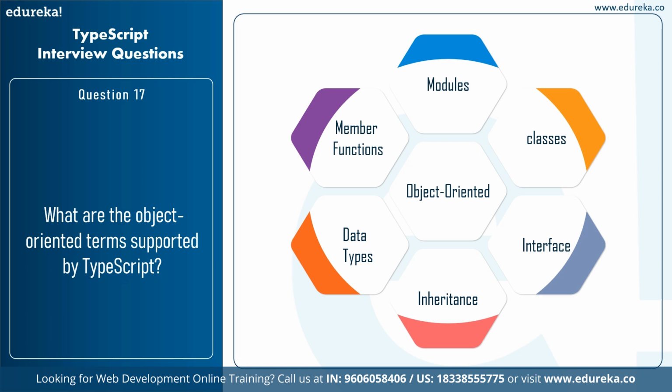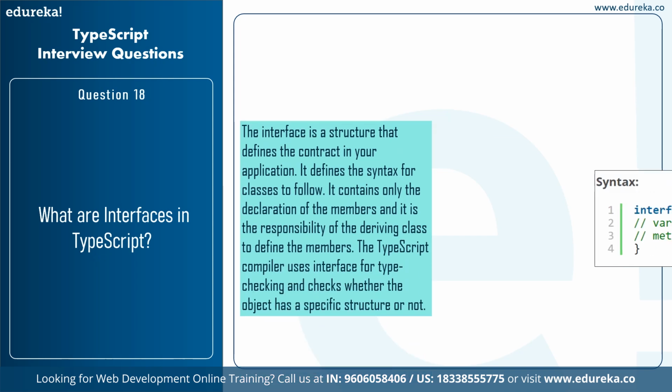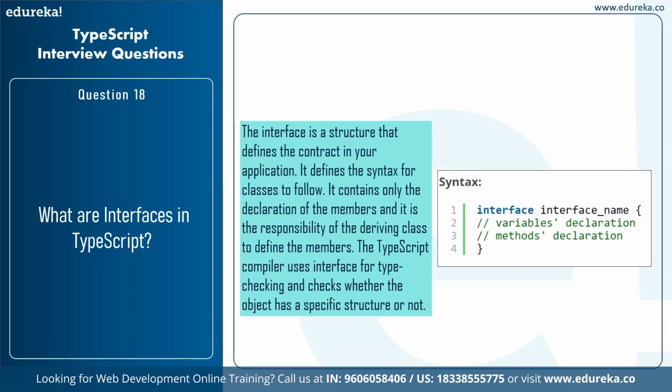Now these are the terms that we use in TypeScript, but what are interfaces in TypeScript? So this is our next question about interfaces. So the interface is a structure that defines the contract in your application. It defines the syntax for classes to follow. It contains only the declaration of the members, and also it is the responsibility of the deriving class to define the members. Now the TypeScript compiler uses interface for type checking and checks whether the object has a specific structure or not.